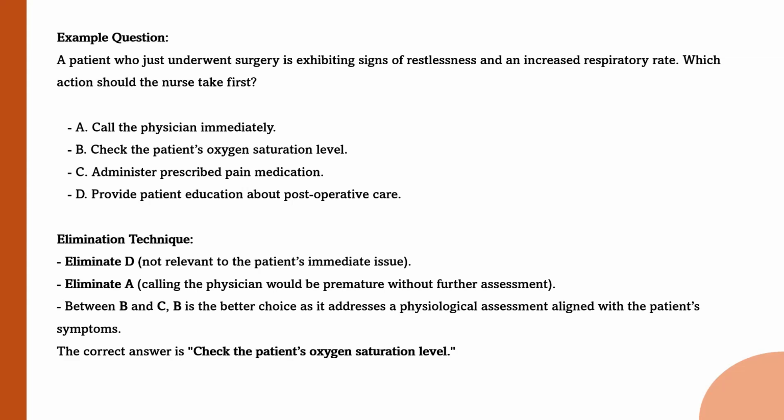Now, administer prescribed pain medication. If you're asking yourself how this will cause increased respiratory rate: when the patient has severe pain, it will definitely cause that. The body will definitely require more oxygen, so it can really progress even to restlessness in the long run. So B and C are something we can easily keep.